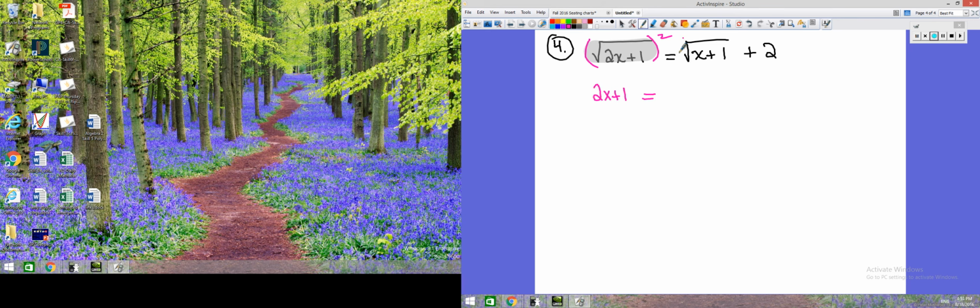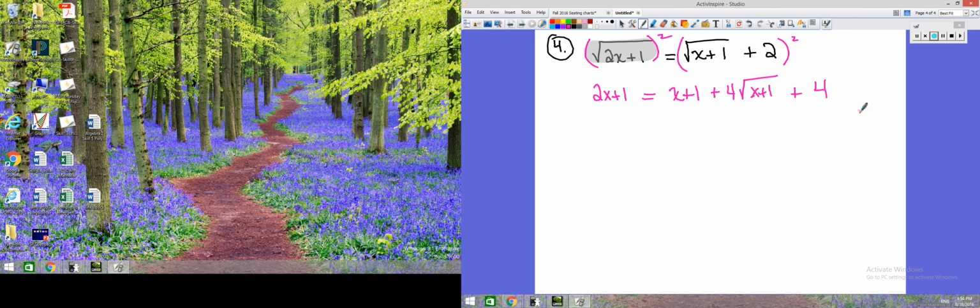But on the right-hand side, when you square this, some students may have to do some scratch work here. What you get is x plus 1, and then you get 2 radical x, but you've got to double that, so 4 radical x plus 1, plus 4.